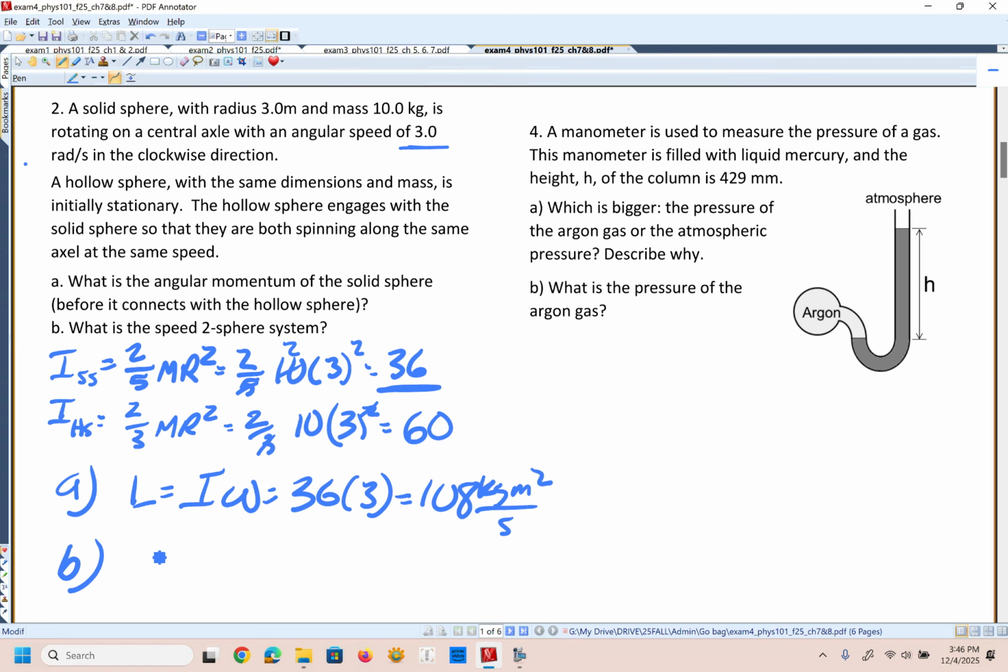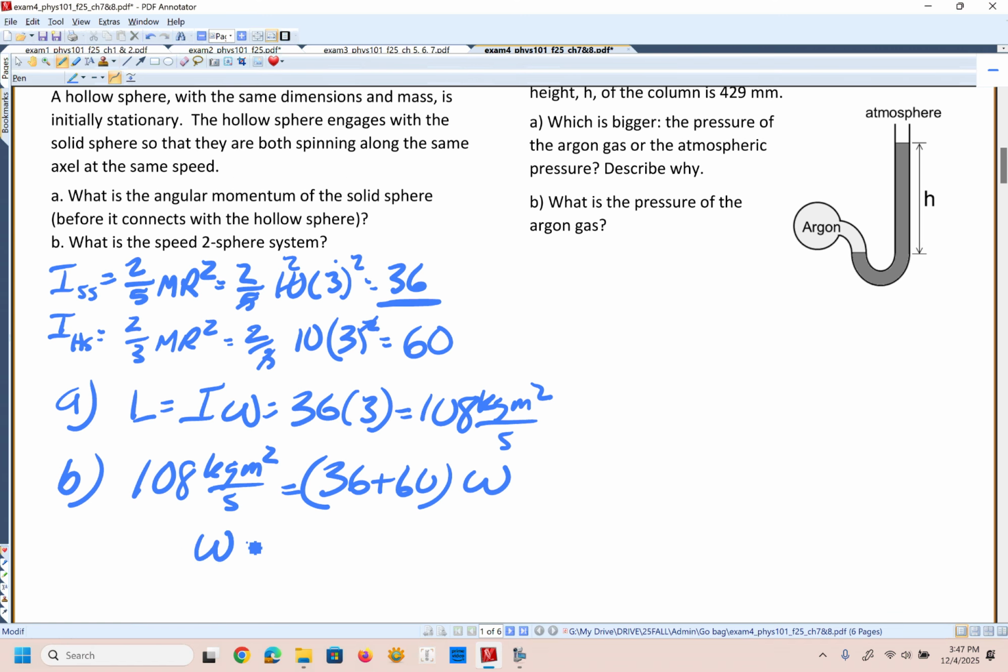For the second part, that 108 kilogram meters squared per second of angular momentum is going to remain constant, but the moment of inertia is going to increase. So I say 36 plus 60. That represents those two objects coming together now, and they're spinning together, and they will spin together with the same omega. I don't remember what that omega was. Let's see, 108 divided by 96. 1.1, right. Radians per second.